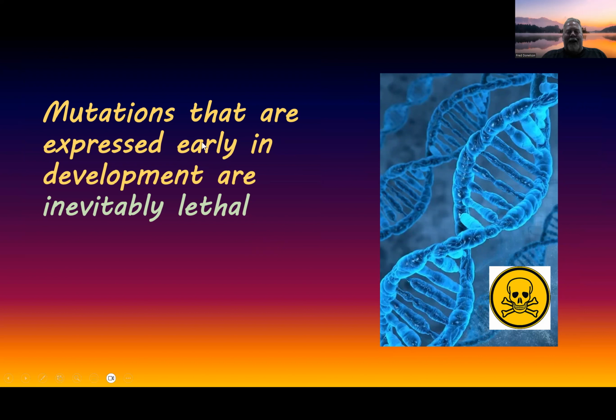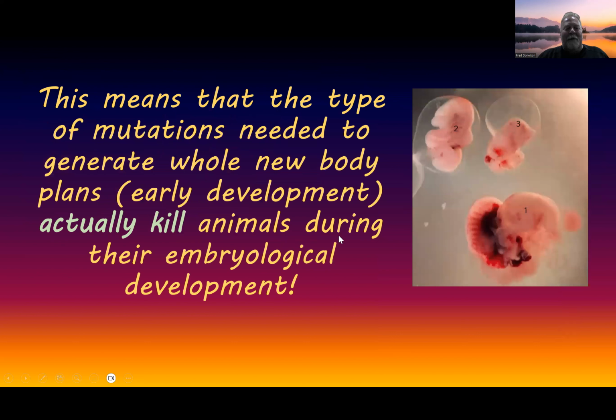Well, remember, we're trying to get early mutational changes in order to get changes in body plan. So what that means is that the type of mutations needed to generate a whole new body plan, in other words, during early development, actually kill the animals during their embryological development. In other words, it's lethal. And so you can't get those early body plans to change, because the early mutations actually kill the animal.